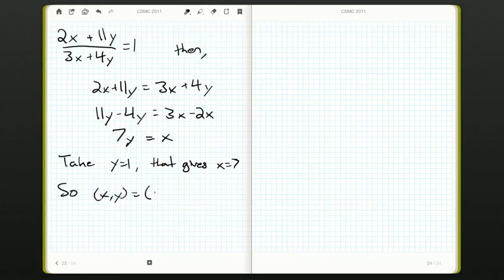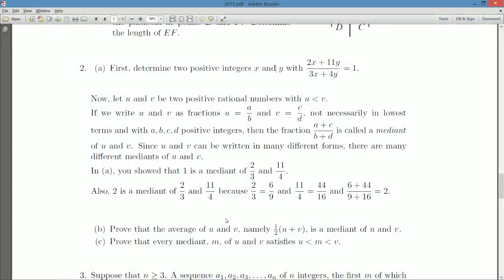So x and y equal to 7 and 1 will satisfy the equation. But any other pair so that x is 7 times y will work. Okay. So now with A part done, this should motivate our, well, not a preamble, I guess it's a mid-amble.